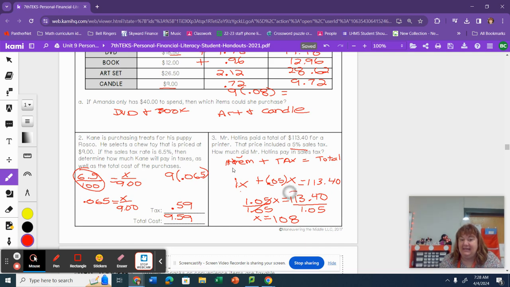He paid this amount. The question is, how much did he pay in sales tax? So now we're going to take that 113.40 and we're going to minus 108 that he paid, and we're going to get $5.40. That's what he paid in sales tax. A lot of work for one problem, huh?